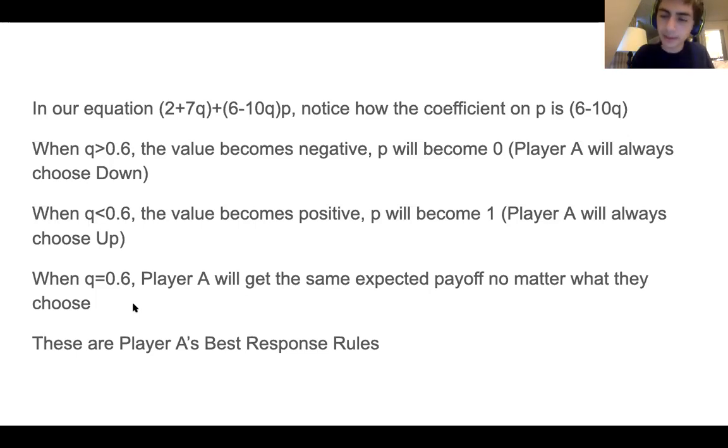I can really quickly go over the math again if you want me to, like 0.6. Just look at the coefficient, right? Remember, player A can only choose what P is, and he has no bearing over Q. Q is player B's probability of choosing left.